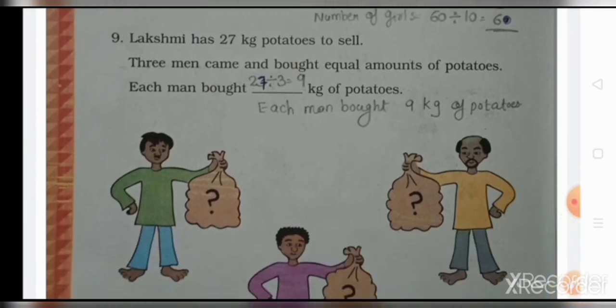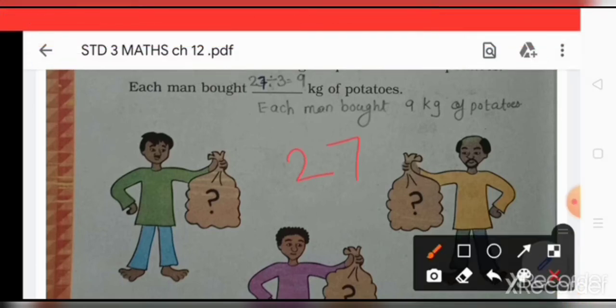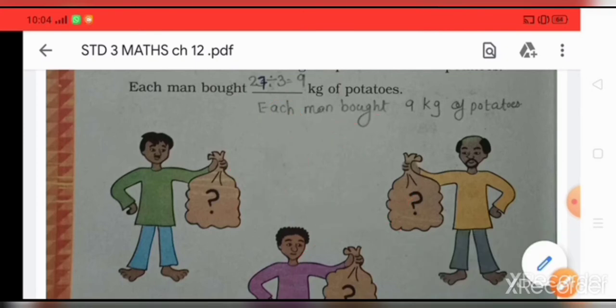Lakshmi has 27 kg potatoes to sell. 3 men came and bought equal amounts of potatoes. Each man bought dash kg of potatoes. How many kilos of potatoes does Lakshmi have? 27. How many men came there? 3 men. Then that means 27 divided by 3. In the 3 table, how many times does 27 come? 3 9s are 27. Then each man bought how many kilograms of potatoes? 9 kilograms of potatoes.